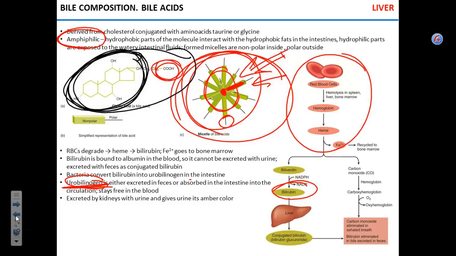Please understand why bilirubin cannot be excreted by the kidneys, why we have to involve the liver in it. Does that make sense? Because bilirubin is attached to the proteins, to the albumin. That makes sense?